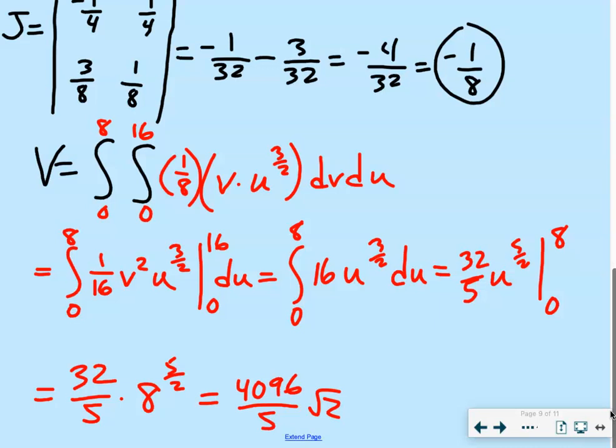This was kind of a big one. One on your test might also be fairly big, not like crazy, but you know, similar. So anyway, the final answer, a lot of you got 32/5 times 8 to the 5 halves, which was correct, or 40/96 root 2 to simplify.